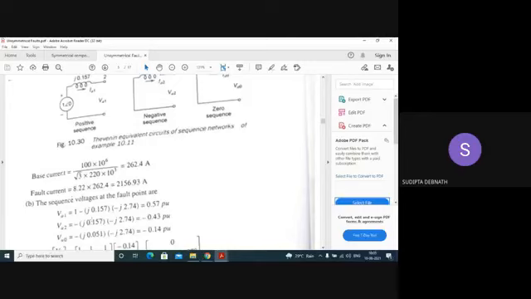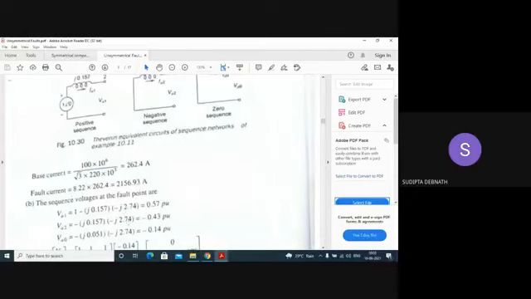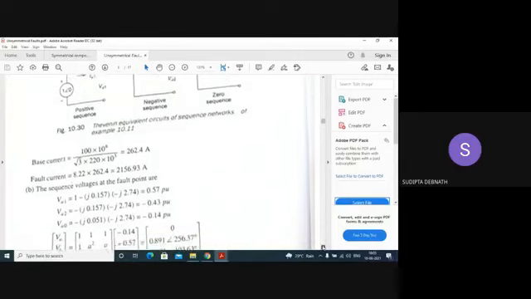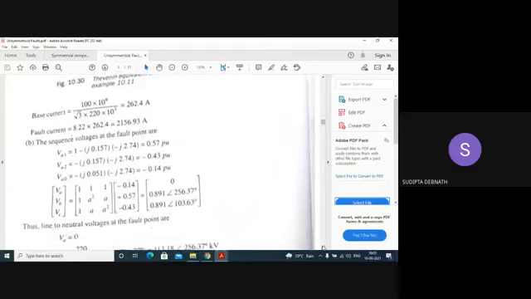The sequence voltages I discussed in the first problem also: E minus IA1 ZA1 will give you VA1, minus IA2 ZA2 will give you VA2, and minus IA0 ZA0 will give you VA0. As IA1, IA2 and IA0 are all equal, these values are equal. Once you know VA1, VA2 and VA0, we can easily find the phase voltages. First you find all the sequence values, then go for the phase values using the connection matrix.